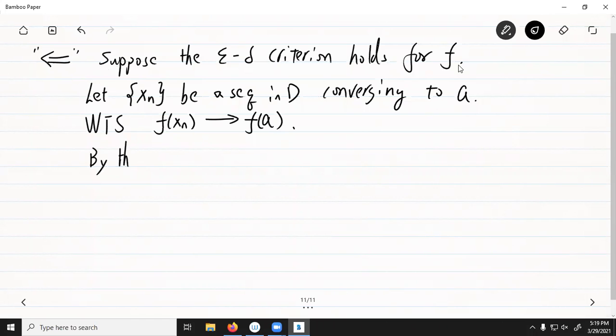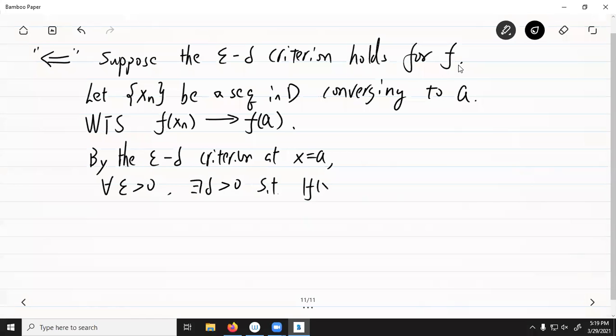By the epsilon delta criterion at x equals a, we have for any epsilon greater than 0, there exists a delta greater than 0, such that f of x minus f of a should be less than epsilon for all x in this interval, where x minus a is less than delta, not epsilon. Right, for all x in this interval.